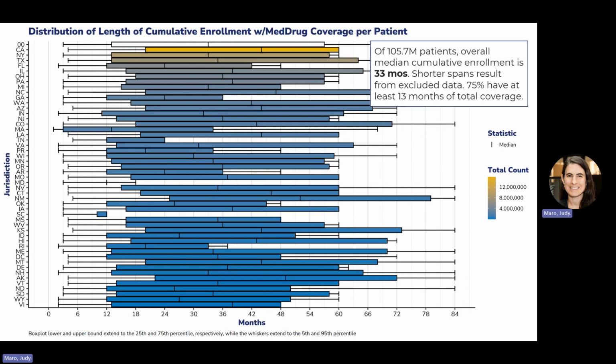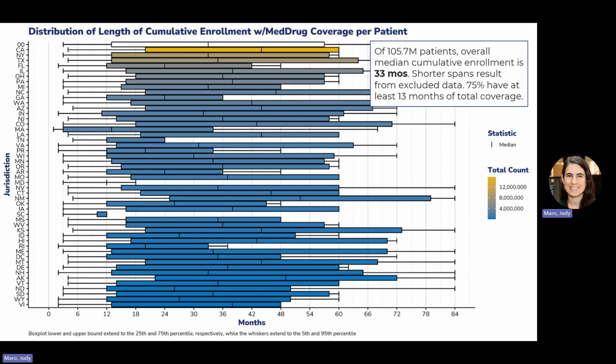And so of the 105.7 million patients included in the data set, overall median cumulative enrollment is 33 months. And again, when we do see shorter spans, those largely result from jurisdictions that have excluded data. 75% of patients have at least 13 months of total coverage. You also can see that there is, again, a lot of heterogeneity in these jurisdictions, represented here by the interquartile ranges.